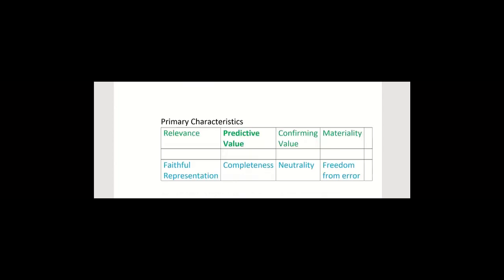So here's what we have done so far. The primary characteristics of useful financial information, relevance and faithful representation, and the components of each one. Okay, now we're moving from the 2 primary qualitative characteristics to the 4 enhancing qualitative characteristics of useful financial information.